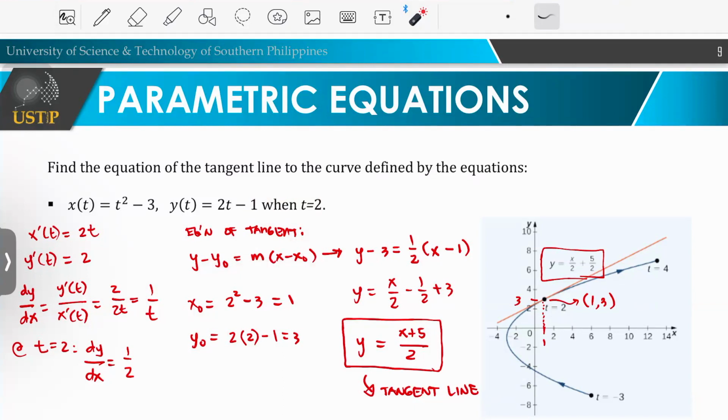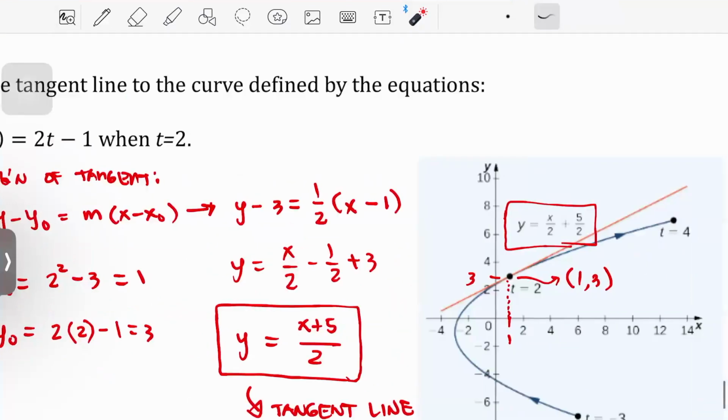Okay. So now, class, we need the points, the point that your tangent line passes through. We need to find that. What are we looking for? Of course, we already have the value of the point we are looking for at t is equal to 2. So we substitute it here, class, to get the values of x and y. So that is 2 squared minus 3, so 1 is your x. And then 2 times 2 minus 1, that is 3. So meaning, this point, if we zoom that in, at t is equal to 2, the x, y coordinates are 1, 3. So this is the point where we will find the tangent line.